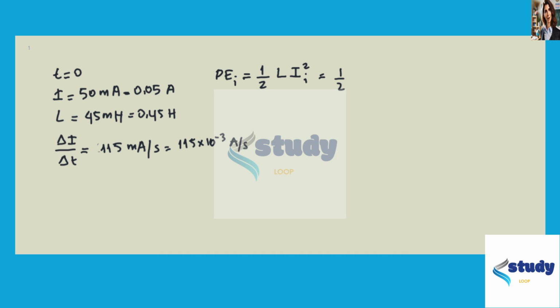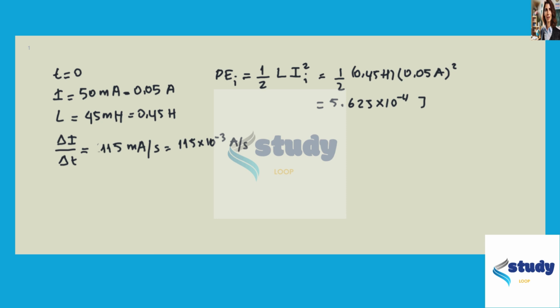Now, going back to the calculation, the initial potential energy is going to be one half times the inductance times the initial current squared. The inductance is 0.045 henries, and the initial current is 0.05 amps. We're going to square that. So the initial potential energy is going to be 5.625 times 10 to the power of -5 joules.